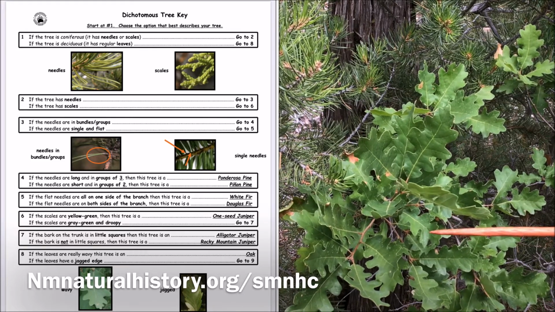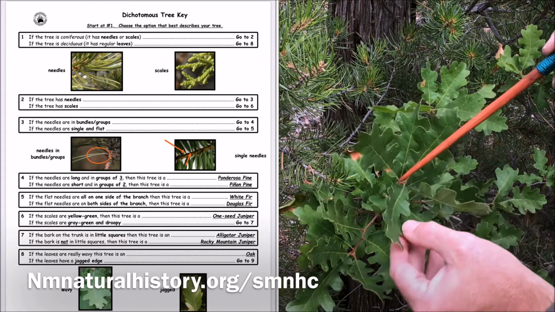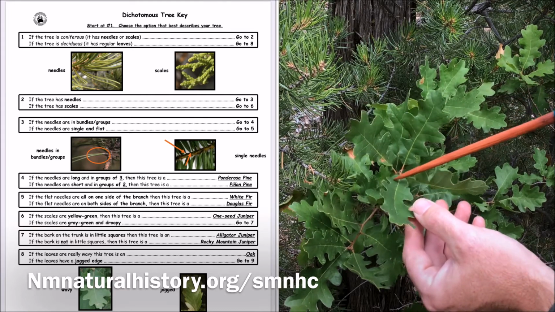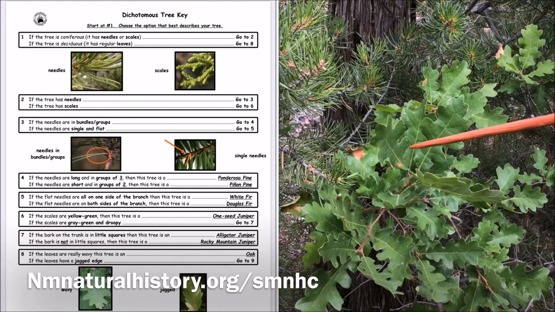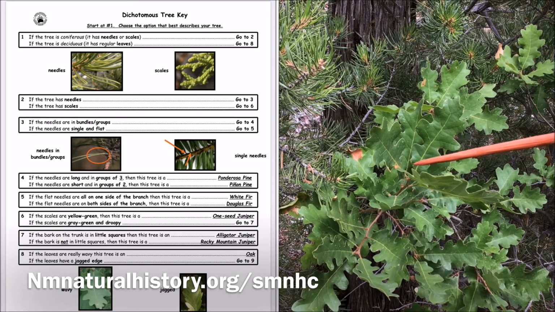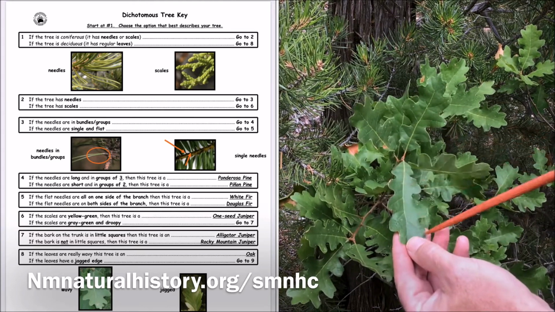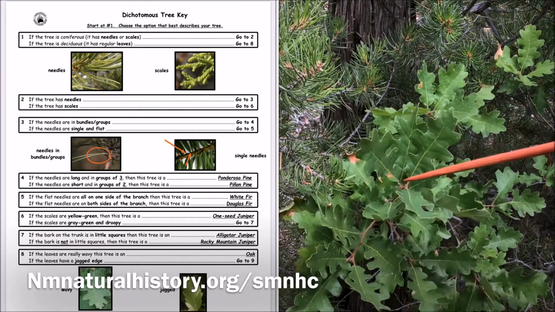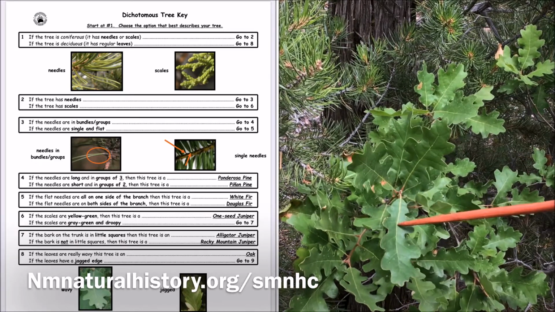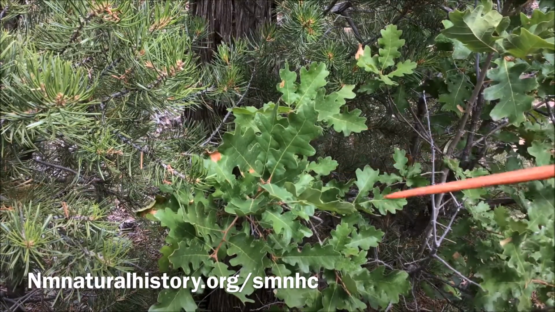If the leaves are really wavy, and in this case we can see these waves, we call these lobes. All right, so this tree has really wavy leaves. If this tree has really wavy leaves, it's an oak. Our other choice is if these leaves are small and oval, then this is a mountain mahogany. Well, these are not small and oval. So in this case, this is an oak. And we don't differentiate on our dichotomous key much further than that, but in this case, this is a Gambel oak.